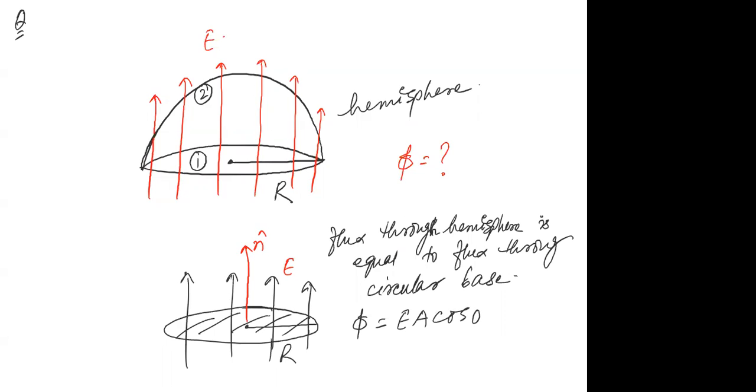If you are convinced, flux will be equal to electric field times area of the base, and the base is of circular shape. So area of the circle is pi r square and cos 0 is 1. So this will be the value of the flux through the hemisphere. Did you understand? Flux through the hemisphere will be the same as the flux through the circular base. The value of flux through the base and hemisphere will be the same.